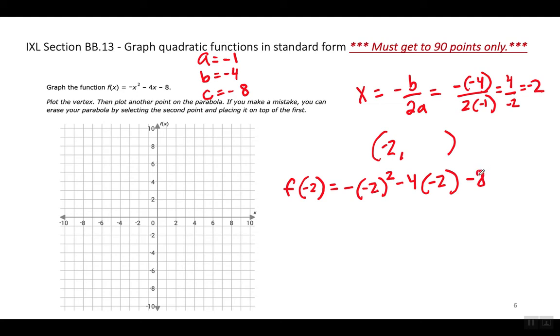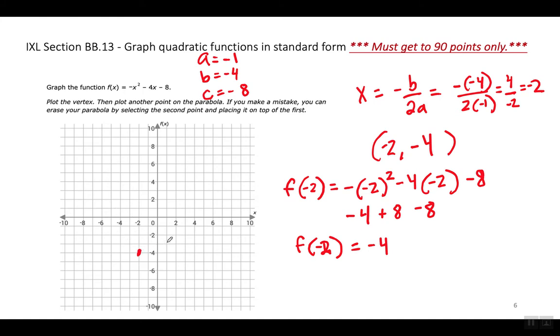Okay, so when I do that, negative 2 to the second power is positive 4, and I put this negative sign in front of it, making it negative 4. Negative 4 times negative 2 is positive 8, and I got minus 8. So when we go from left to right, negative 4 plus 8 is positive 4, and positive 4 minus 8 is negative 4. So when x equals negative 2, y is going to equal negative 4. So that's my vertex, negative 2, negative 4.